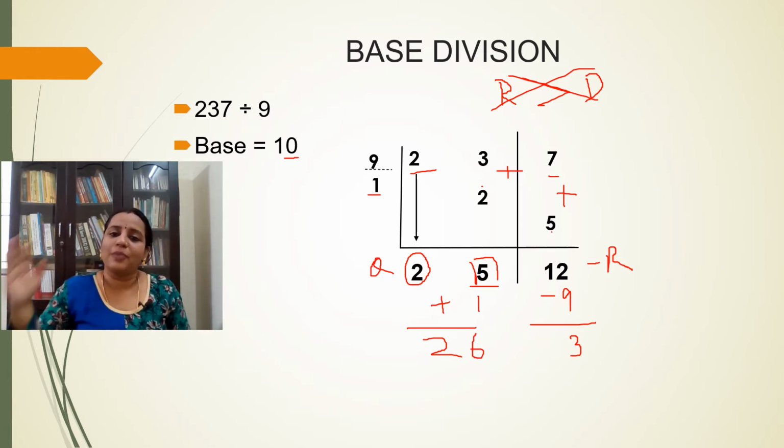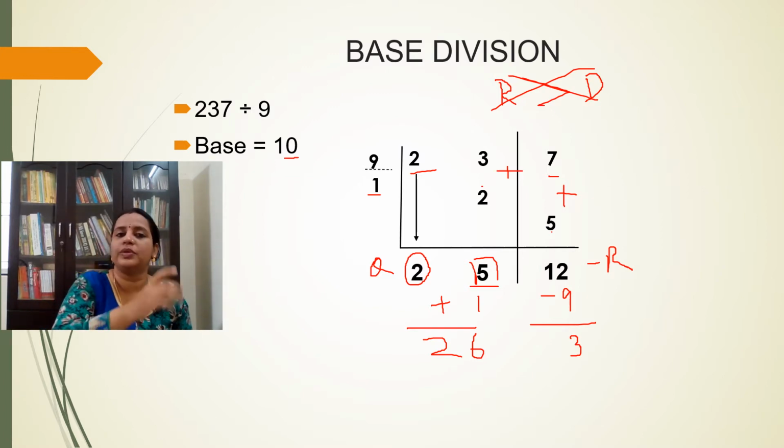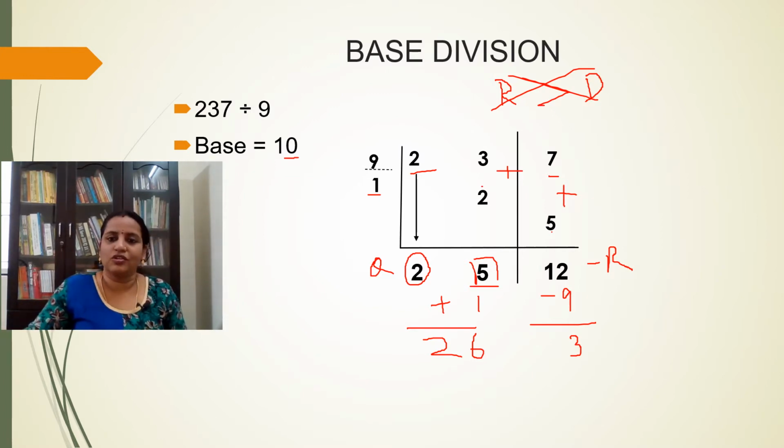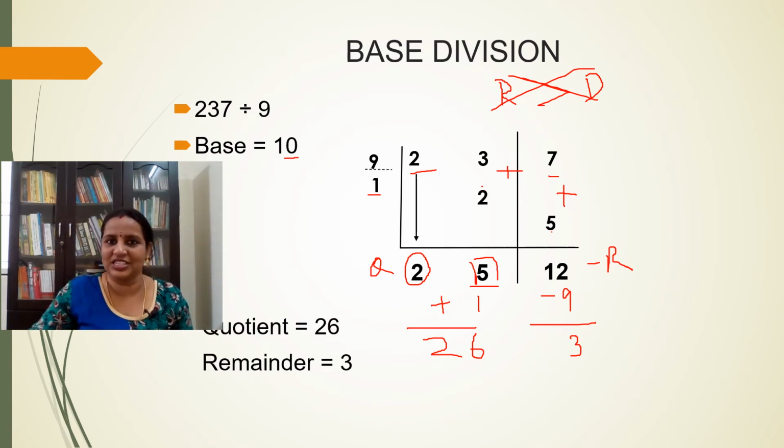Whenever you are subtracting the divisor from the remainder, immediately a 1 should be added to the quotient. So for 237 divided by 9, my quotient is equal to 26 and my remainder is equal to 3. Here check for 3. 3 is lesser than 9, so I can stop with it. The remainder is less than the divisor, so it satisfies the condition too. Okay, come on, let's go for the next problem.